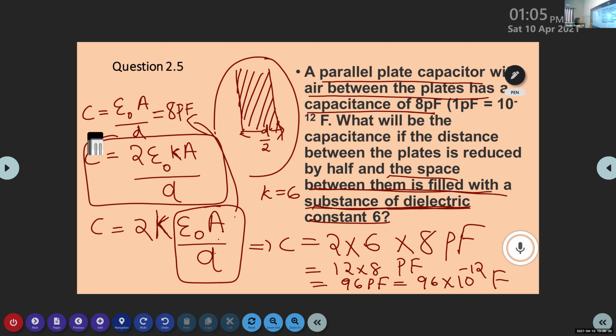Then, rearranging the equation, we get C is equal to 2K into epsilon 0 A divided by D, where K is the dielectric constant, given in the question as 6. Epsilon 0 A by D is 8 picofarad, also given. So it becomes 2 into 6 into 8 picofarad, that is equal to 96 picofarad. 1 picofarad is equal to 10 raised to minus 12 farad, so converting, it is 96 into 10 raised to minus 12 farad. Clear?